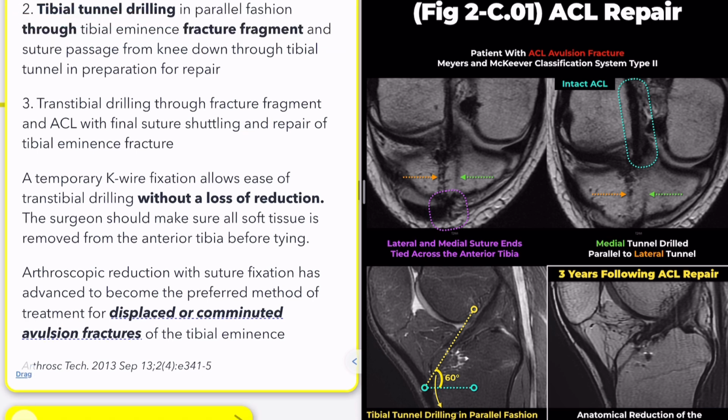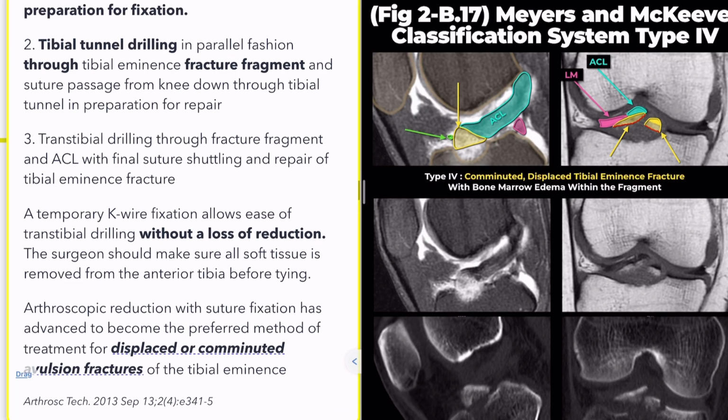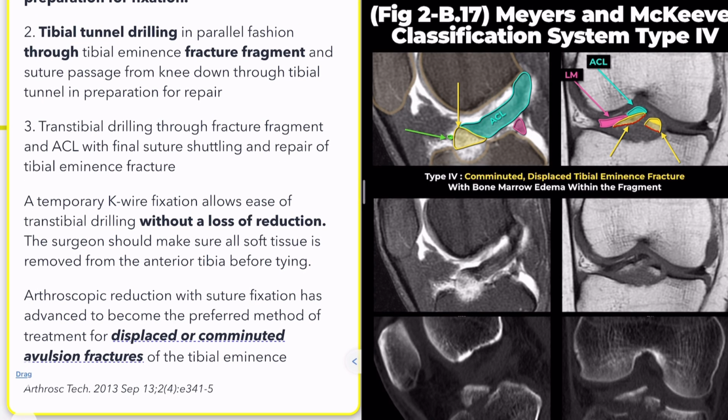Perform transtibial drilling through the fracture fragment in the ACL, followed by final suture shuttling and the repair of the tibial eminence fracture. A temporary K-wire fixation facilitates transtibial drilling without a loss of reduction.